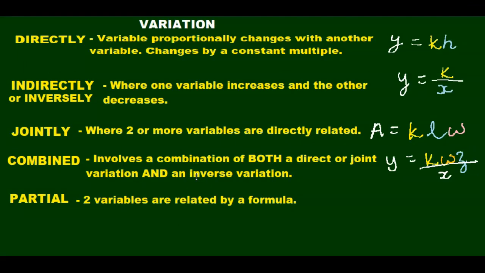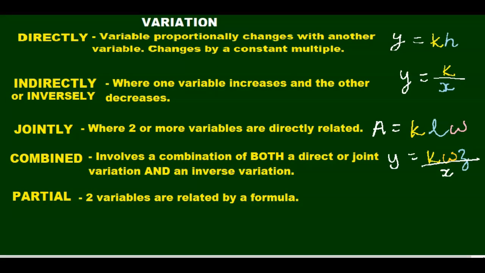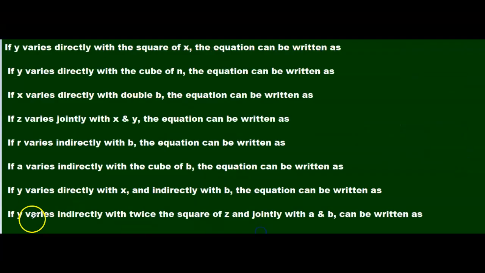A partial variation is where two variables are related by a formula. An example would be, say, your monthly cell phone bill. If you have a fixed monthly rate as well as a variable use rate, then that's a partial variation. Regardless of whether you use your cell phone or not, you'll still be charged that fixed monthly rate, and then the more you use your phone, the higher your cost is going to be. So your equation may look something like Y, which is your cost, equals K1X plus K2.